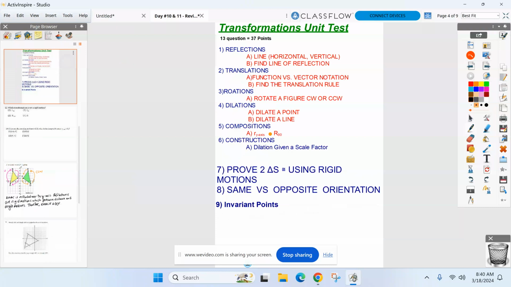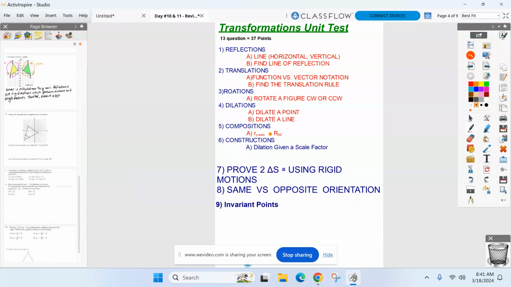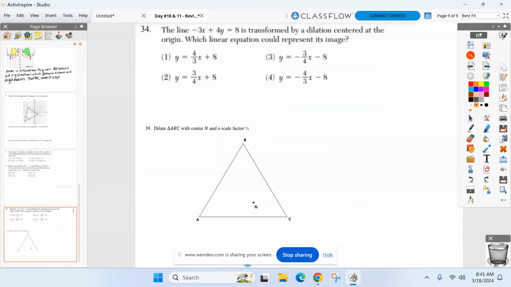Go over dilations of a line. Dilations of a line, you got it. Let's go to, I had one set up here, number 34, please. Number 34, everybody. So I'm going to take this line, dilate it with the center at the origin. What's the equation of the new line?